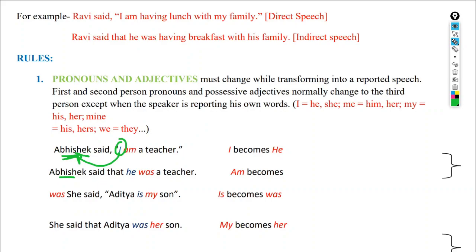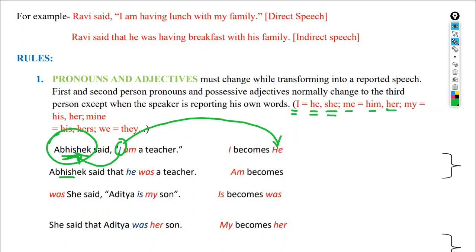Therefore, this I refers to Abhishek. Therefore, when you are changing it into indirect narration, I will be transformed into he or she. If it is a female or feminine gender, then it will be transformed into she. Me will be transformed into him.